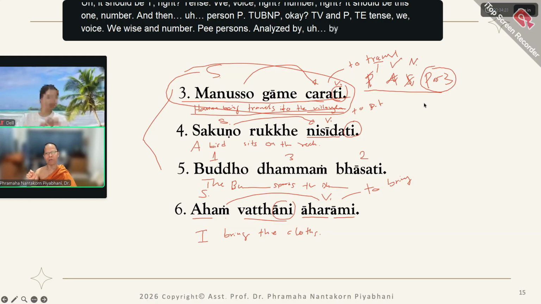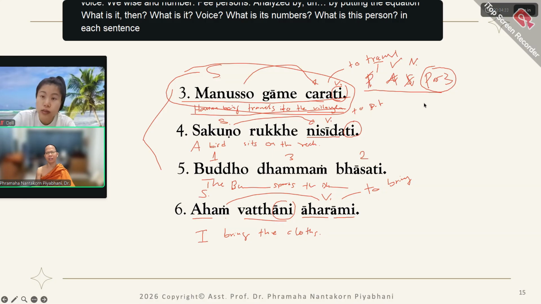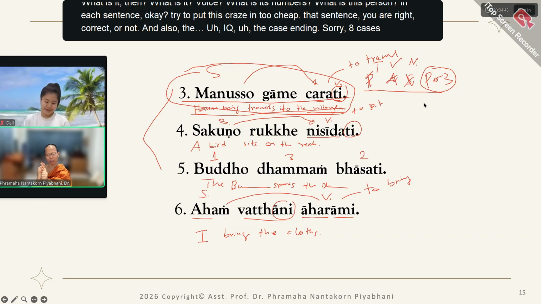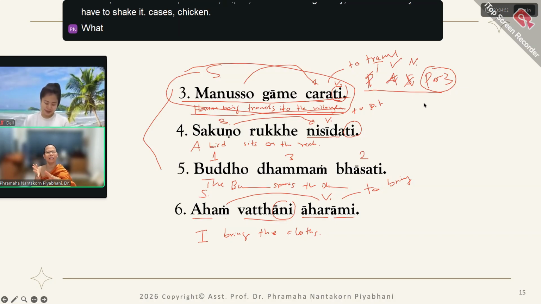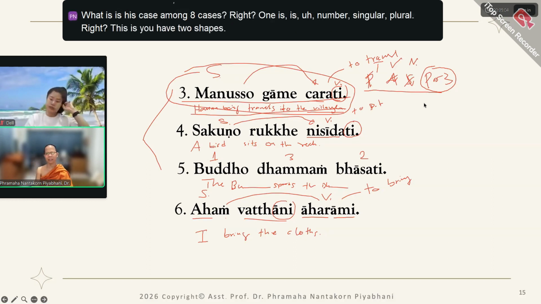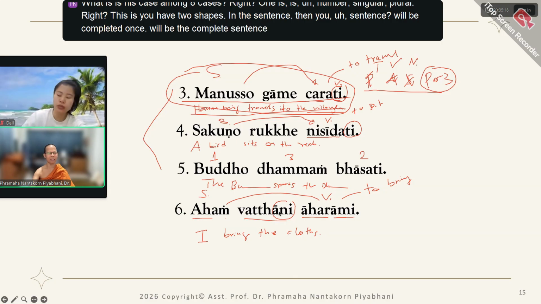Analyze by putting the questions: what is its tense? What is its voice? What is its number? What is its person? In each sentence, okay? Try to put these questions to check whether your sentence is correct or not. And also the case endings. Sorry, the 8 cases. All of you have to check it. What is its case among the 8 cases? What is its number, singular or plural? This you have to check in the sentence. Then your sentence will be a complete sentence.